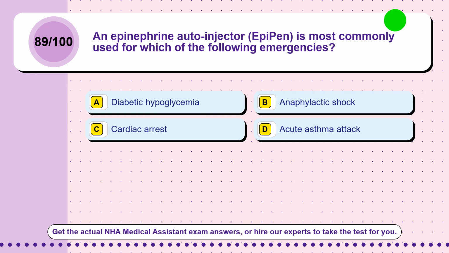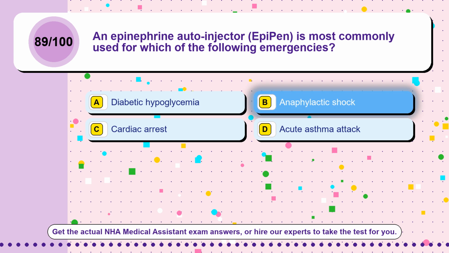Question 89. A medical assistant is providing dietary teaching to a patient diagnosed with hypertension. Which of the following modifications should the assistant recommend? Option A, increase sodium intake. Option B, reduce sodium intake and follow the DASH diet. Option C, eliminate all carbohydrates. Option D, high protein, high fat diet. The correct answer is option B. Reduce sodium intake and follow the DASH diet.